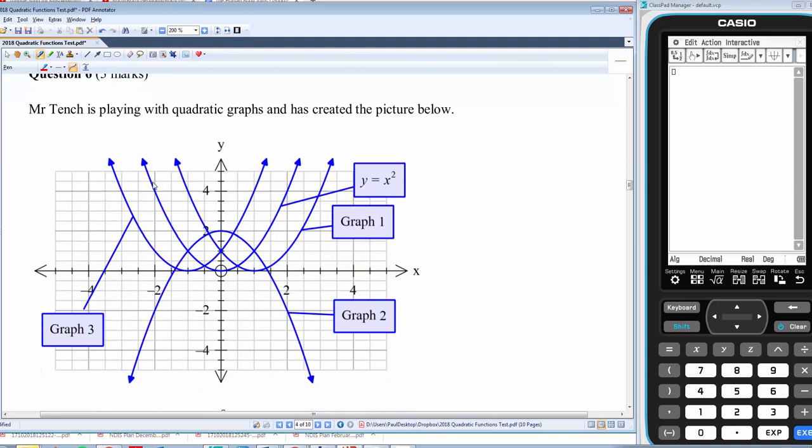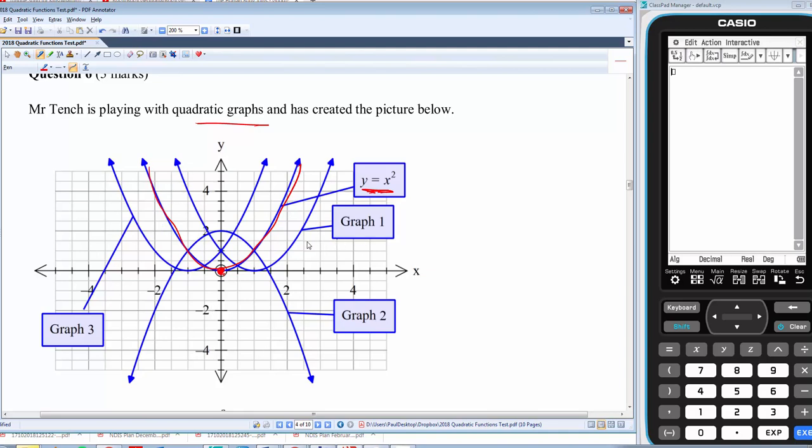Okay, so here are Tenchi's graphs. What he's done is made a whole bunch of quadratic graphs from this picture. So here's the original, y equals x squared. That's this one here. Okay, and note that what we've got is a turning point at the origin. All of these other graphs have exactly the same shape as this. They've just been moved around the Cartesian plane.